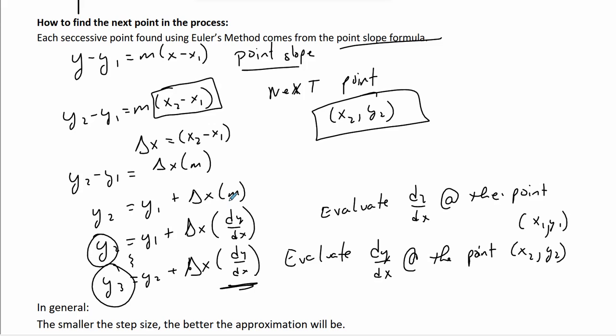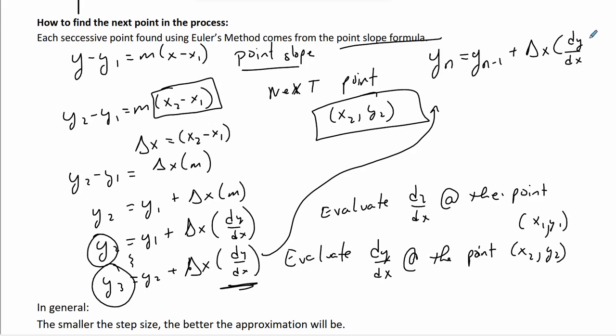So in general, let's make a general statement here. y sub n is equal to y sub n minus 1 plus delta x times dy dx. This is your n formula. If I want to evaluate it at the fourth thing, then y sub 4 is equal to y sub 3 plus delta x times dy dx, whatever that slope is at this particular y sub 3 value. That's your general form for Euler's method.